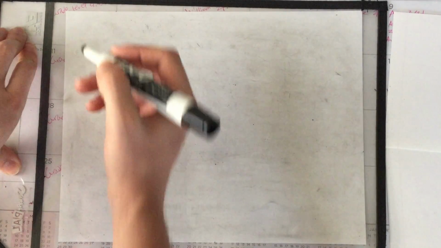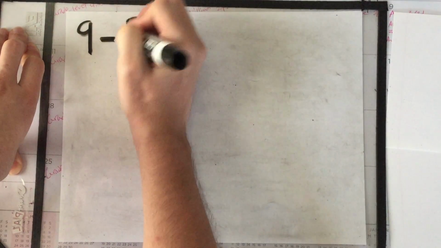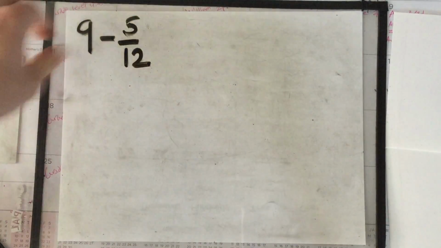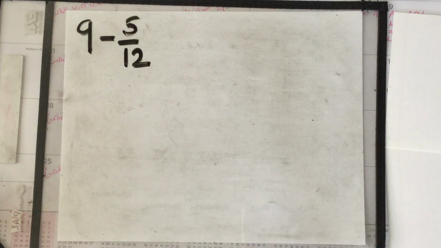All right, we're going to try one more here. 9 minus 5/12. Now, instead of turning this 9 whole things into 12ths, well, I need to take a drink here. My throat's getting sore. Instead of turning this into 12ths, we're going to do something a little different.